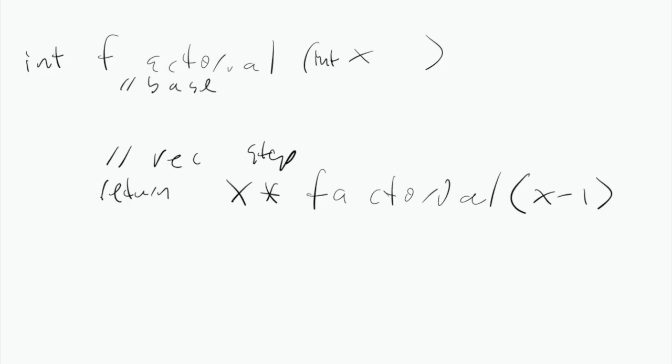Somebody was already starting to hint at it. When do we stop? Yeah. I'm going to say that if x equals 1 or 0, return 1. Okay, so let's see. If x equals 1 or x equals 0, return 1.